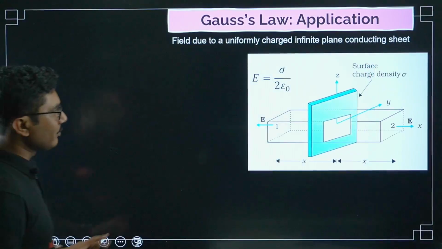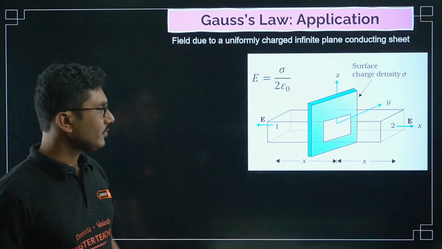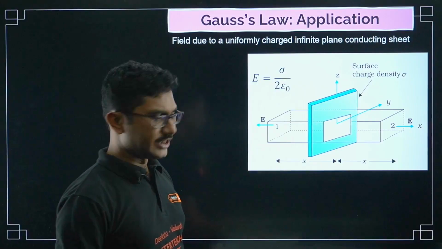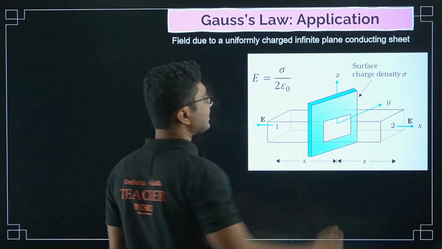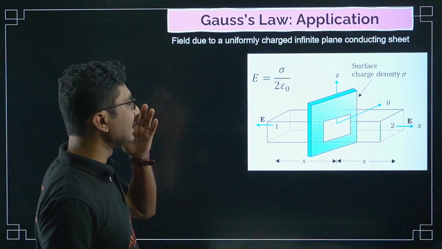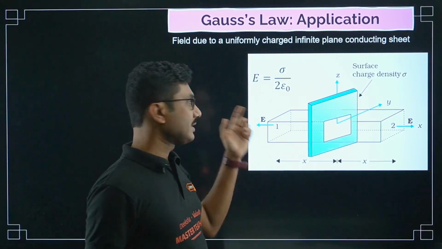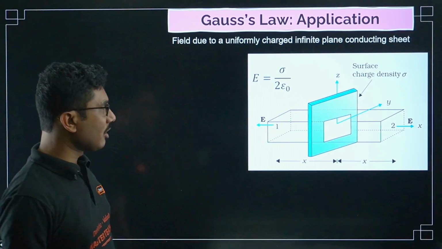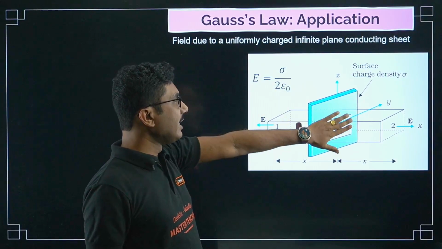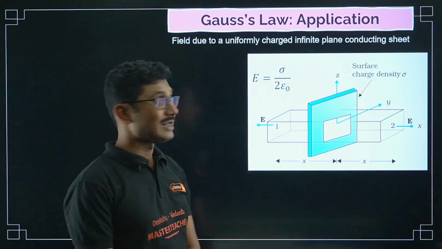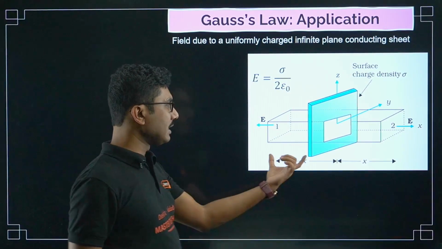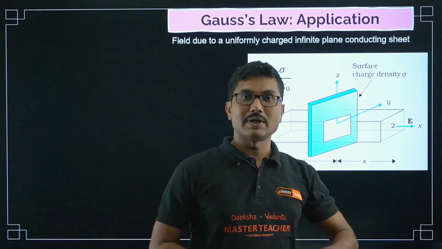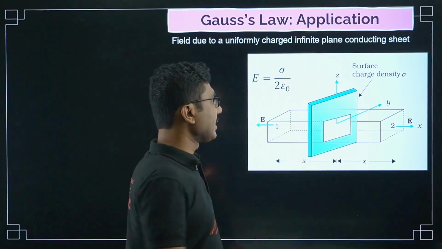You can always use this formula as well. Now, next one, I am not going to do the derivation. Here we have a uniformly charged infinite plane conducting sheet. The electric field on both of the surfaces is given by sigma by 2 epsilon naught. As you can see, the electric field near an infinite long conducting surface does not depend on the distance from the surface. In the previous case it was an infinitely long wire. Here we have a sheet.